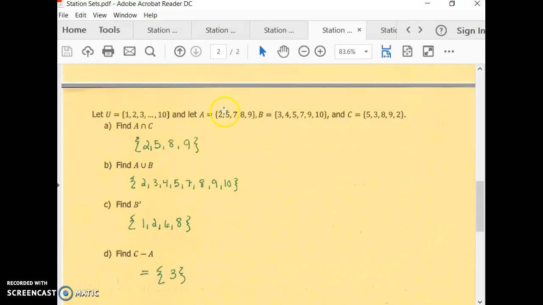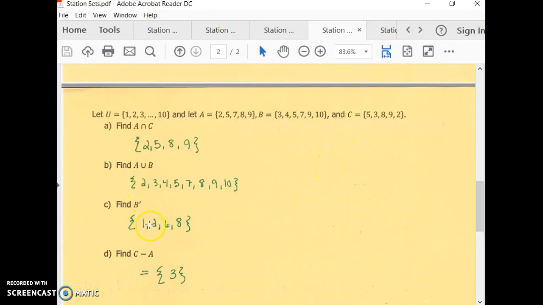What do they have that's the same? So they both got a 5, they both got a 2, they both got an 8, and they both have a 9. So we have all of those would be in the center. A union B. So all of A listing all of B in order. B complement, everything outside of B.